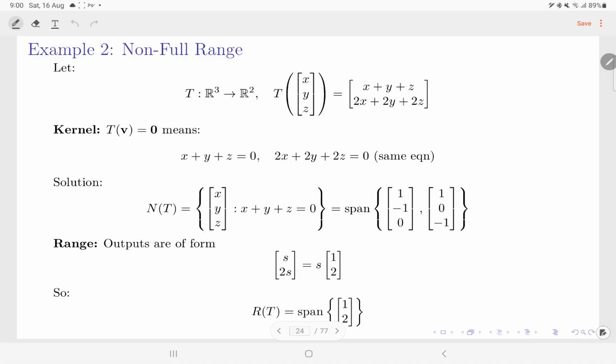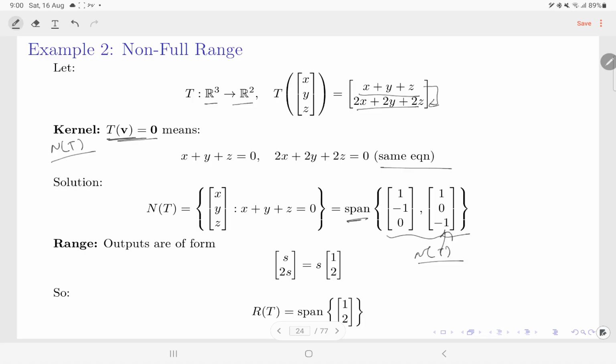Now this is R3 to R2, I will just quickly go over it. For the null space of T, you need the definition, kernel of T or null of T, TV is equal to 0. That means this has to be 0 and this has to be 0. The first depends on the second, and the second depends on the first element of this vector. When you substitute, you will get the basis as (1, -1, 0) and (1, 0, -1), and this will span the null space of T.